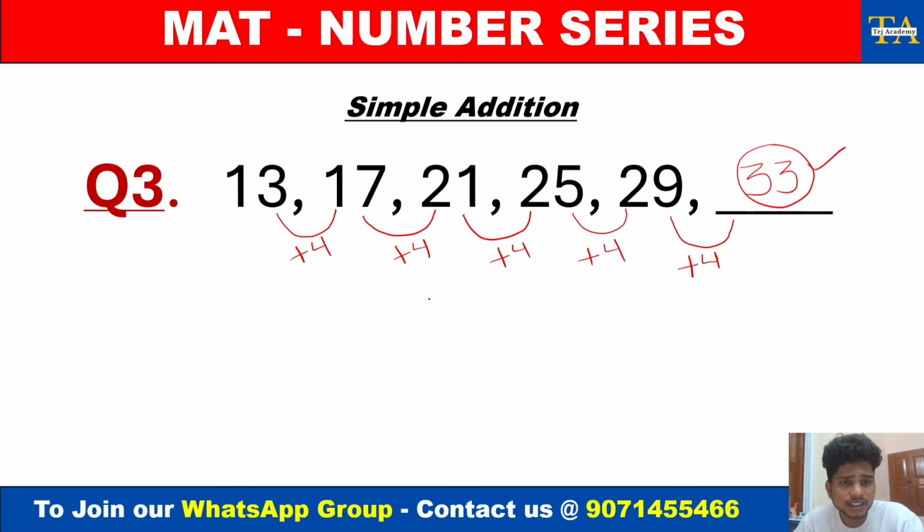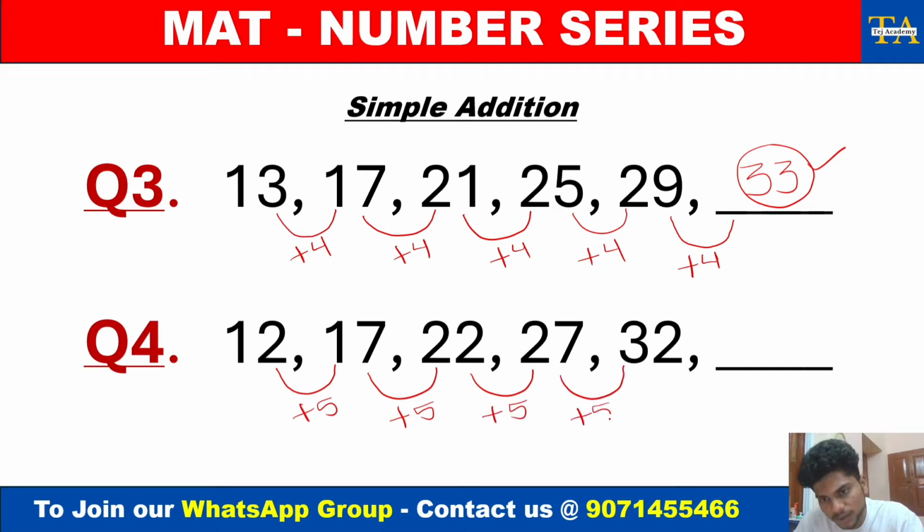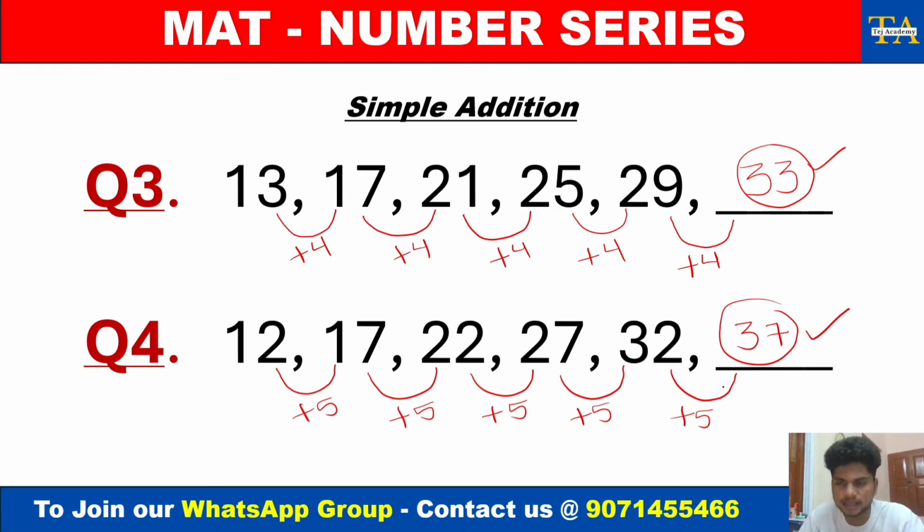So now let us see the fourth question. So here is the fourth question: 12, 17, 22, 27, 32. So if you observe, if you add 12 plus 5 you'll get 17, and 17 plus 5 is 22, and 22 plus 5 is 27, and 27 plus 5 is 32. So now to find the next number we have to add plus 5 to the 32. So 32 plus 5 is 37. So 37 is our answer.